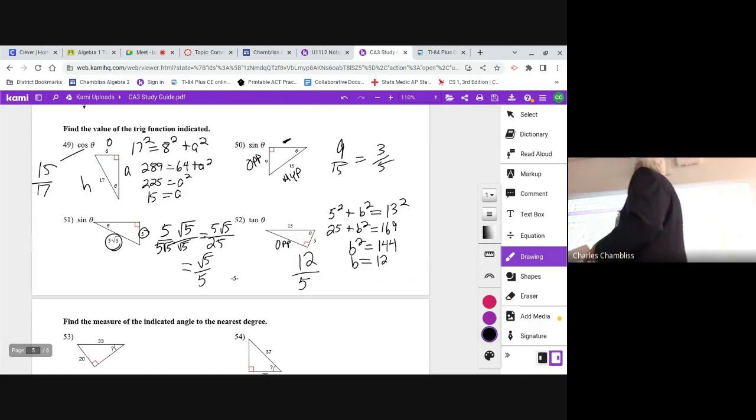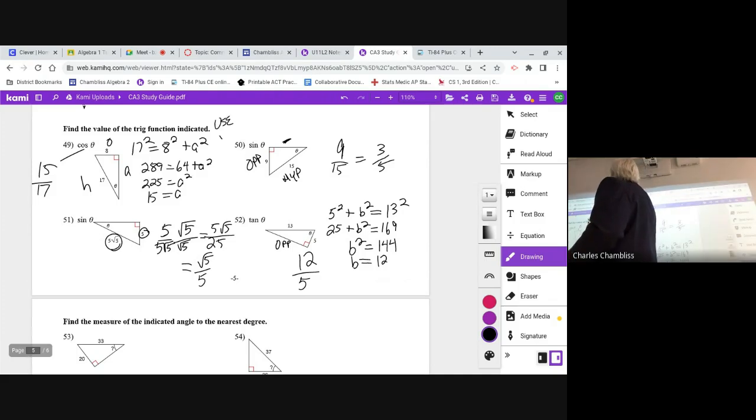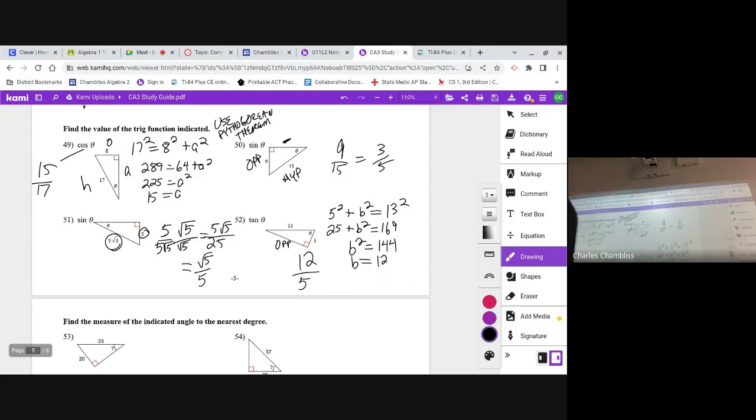So sometimes you have to use Pythagoras. A squared plus b squared equals c squared. And remember, c is always the hypotenuse. Which one's a and which one's b don't always matter, but c matters.